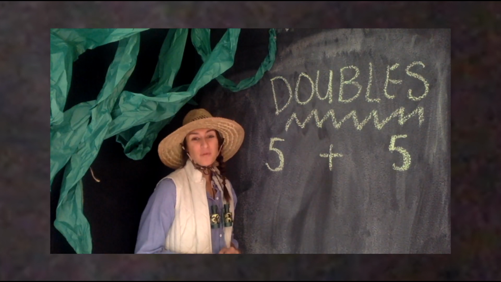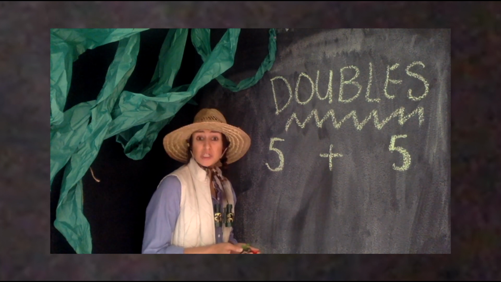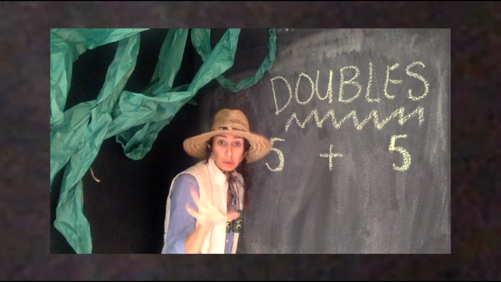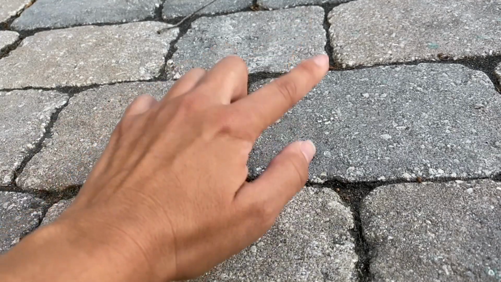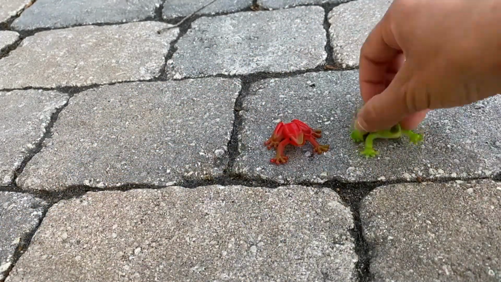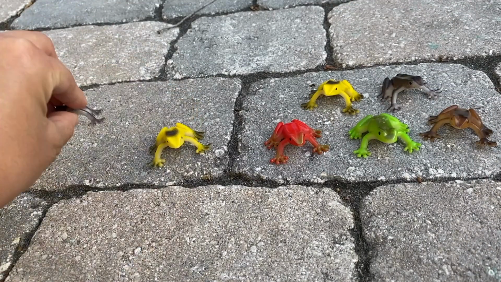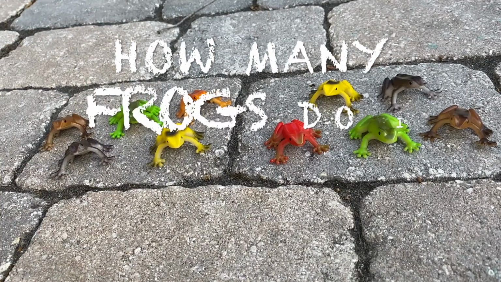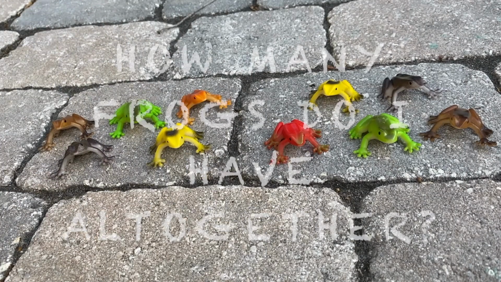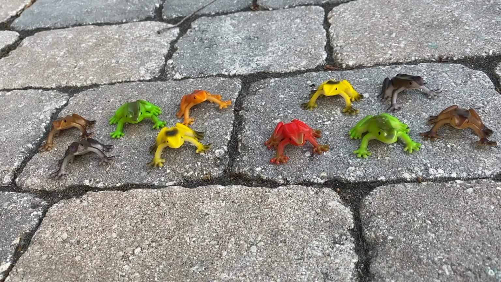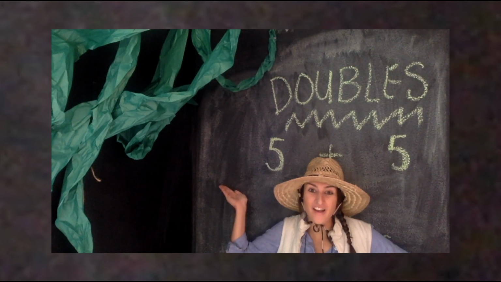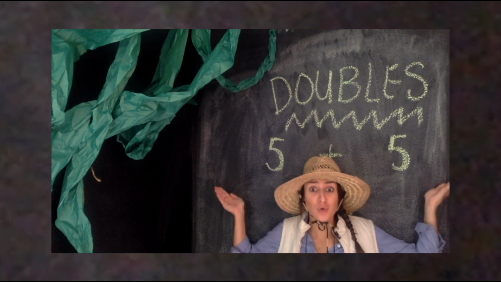But let's try this out with some frogs. They're a little jumpy. So if I have 5 frogs on this rock, and 5 frogs on this rock, how many frogs do I have all together? You got it. 10. Great job. As you can see, 5 frogs plus 5 frogs equals 10 frogs.